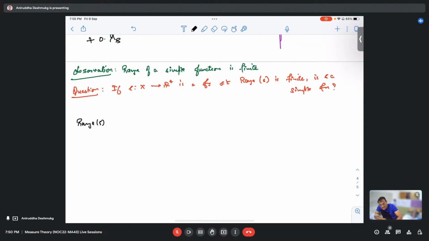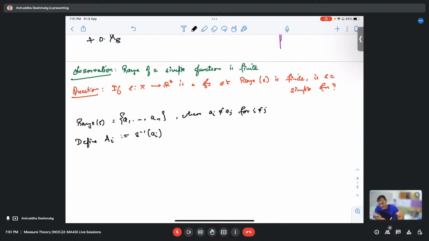So let us write it. The range of S, let us write a1, a2 up to an. And let us define sets Ai, where ai is not equal to aj for i not equal to j, because writing a set means we are not allowing any repetitions. Define Ai as S inverse of small ai. So this is a subset of X. And is Ai intersection Aj empty for i not equal to j?